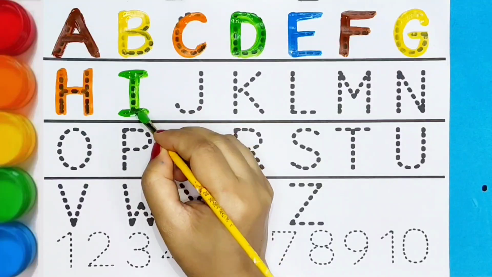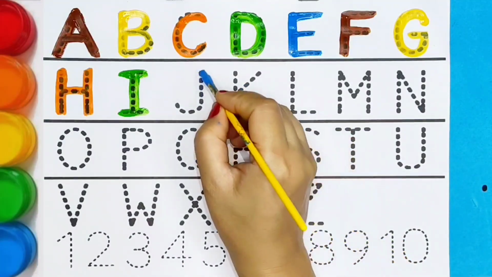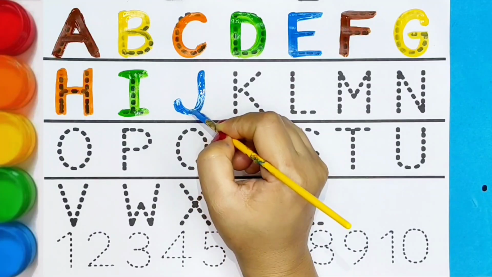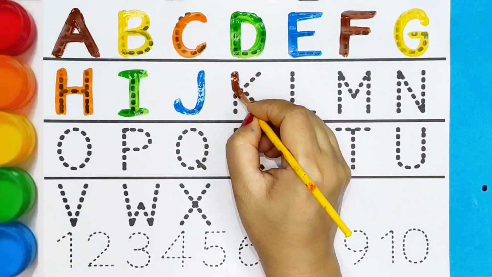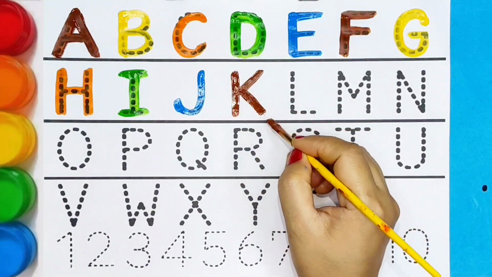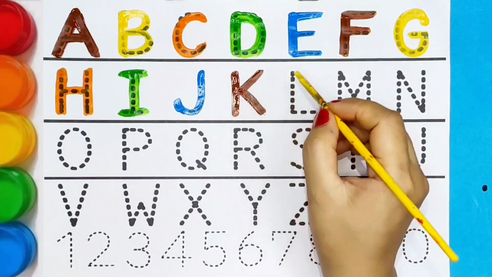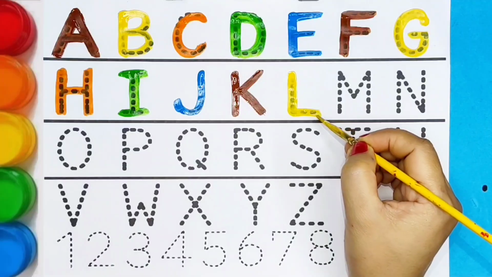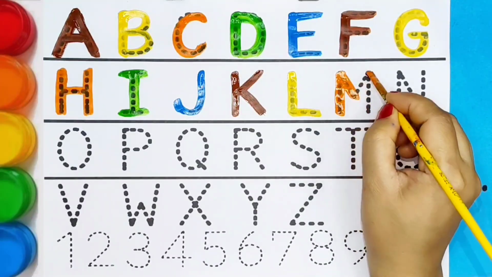I. I for ice cream. Sky blue color. J. J for jug. Brown color. K. K for kite. Yellow color. L. L for lemon. Orange color.